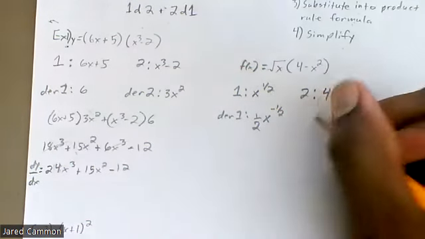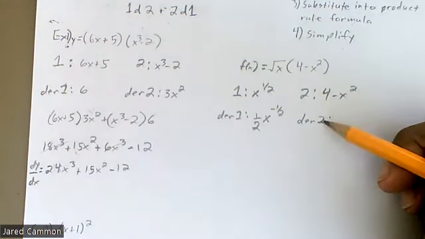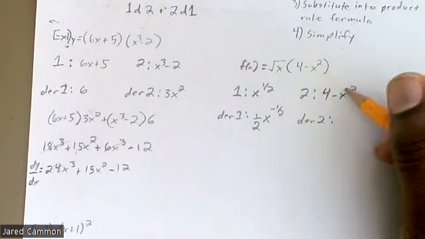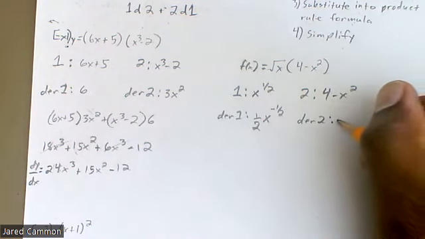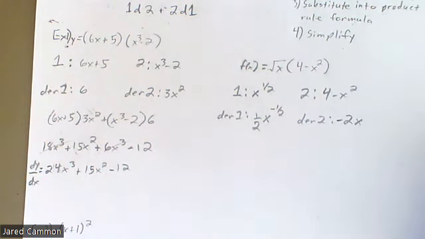Then we take the derivative here. So what's the derivative of the second factor? Derivative of 4 is 0. What's the derivative of negative x squared? Take the exponent, multiply it by the coefficient at the front, and we get negative 2, then subtract 1. So now we have negative 2x.